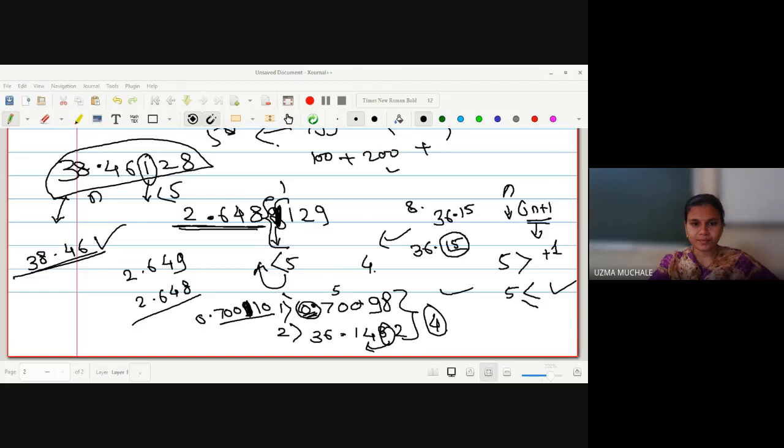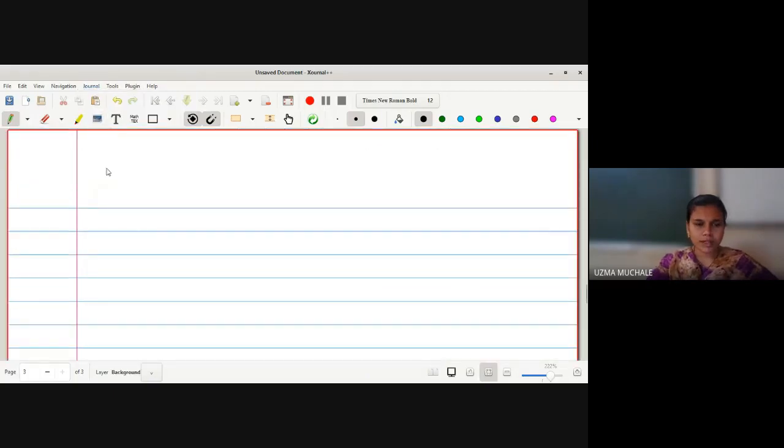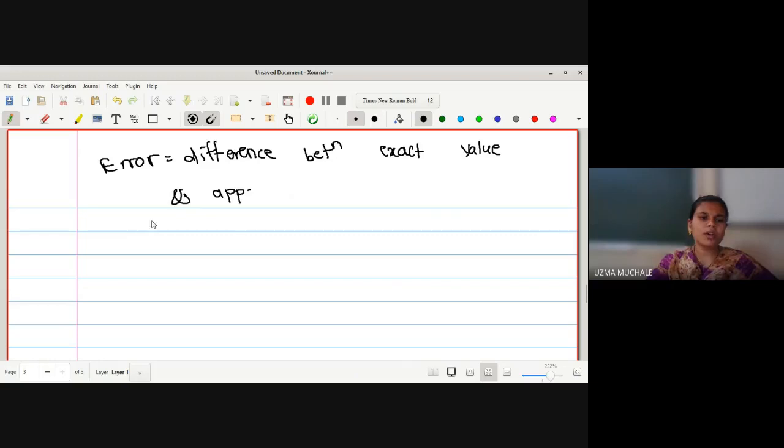Now let us go to the next point. We have studied the definition already. Now let us see some types of error. What is the definition of error? The difference between the exact value of a number and its approximate value is called an error.